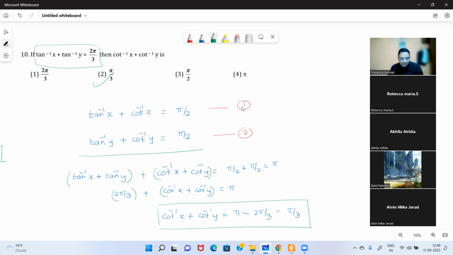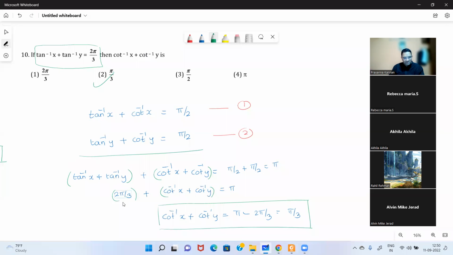Any doubts? See, here we know the identity tan inverse x plus cot inverse x is pi by 2. Similarly, if you change the angle to some other angle, tan inverse y plus cot inverse y will also be equal to pi by 2. Tan inverse of any angle plus cot inverse of the same angle will be pi by 2. After doing that, I'm just adding the two equations. So tan inverse x plus tan inverse y plus cot inverse x plus cot inverse y is equal to pi by 2 plus pi by 2, which becomes pi.